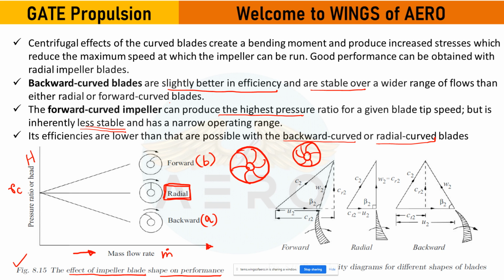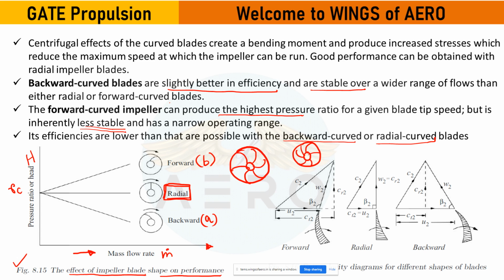Ma'am, in this graph, the pressure ratio is for just the impeller, no? Ma'am, this graph is for the pressure ratio of the impeller. Yes, the pressure ratio of an impeller. Exactly, not the overall one. This is only what we are considering for the impeller alone.